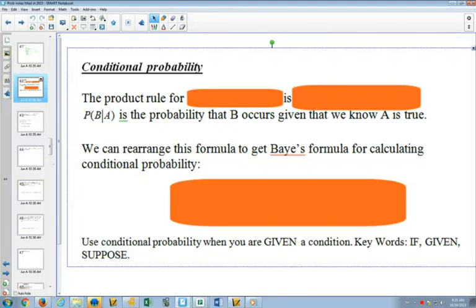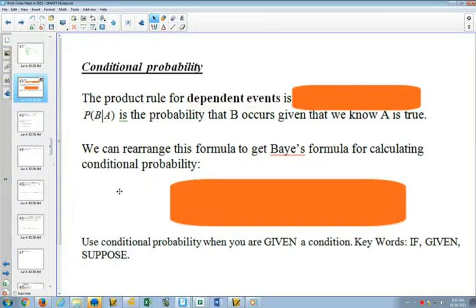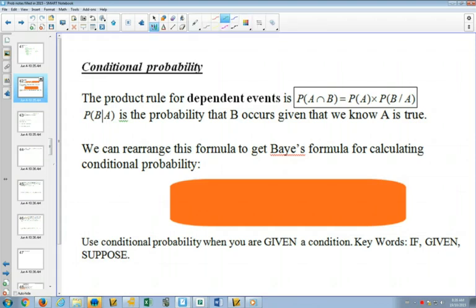So, conditional probability. Product rule for dependent events is this. Now, all that second part, the probability of B, and then there's a line, and then an A, that's the probability of B given that A has already occurred. So we see this line, and we read it as given.